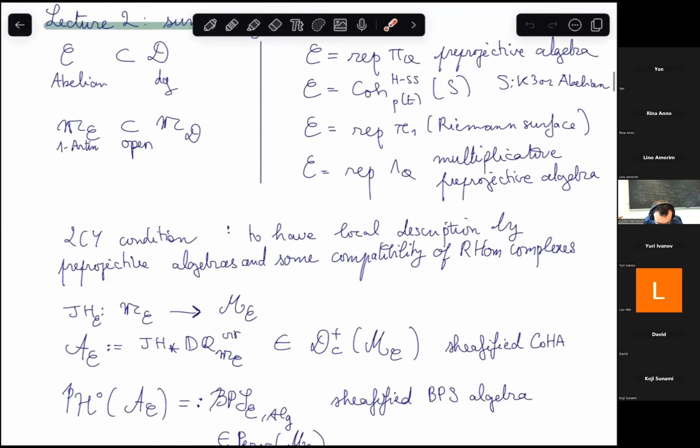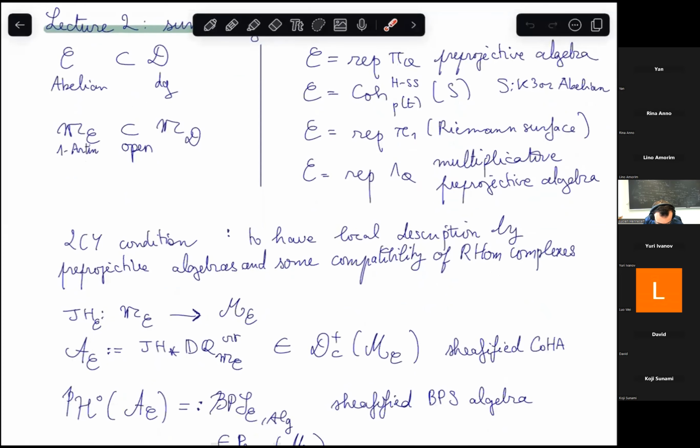One main feature common to all these examples is the two Calabi-Yau condition. Basically, we want this condition to have a local description of the moduli stack MC and of its good moduli space, which I denote by some calligraphic M, by the analogous map for pre-projective algebras. So that's why keeping this example in mind is sufficient for today.